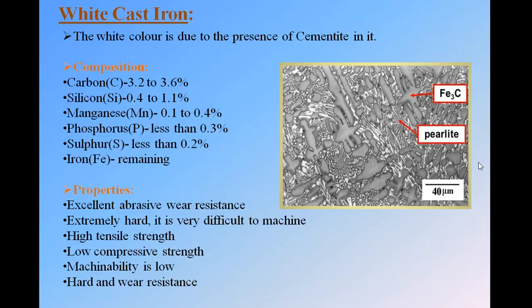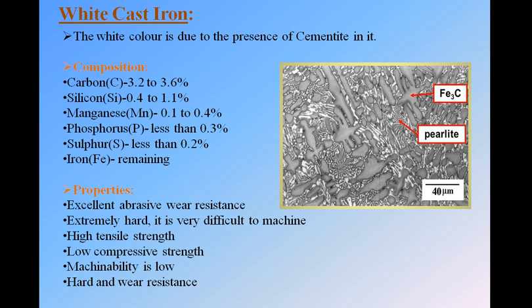Okay, next we will go through the white cast iron. The white color is due to the presence of cementite. As in gray cast iron the gray color is due to the presence of graphite, here the white cast iron has white color due to the presence of cementite in it. Cementite, which we went through in the iron carbon equilibrium diagram, is the hardest one.